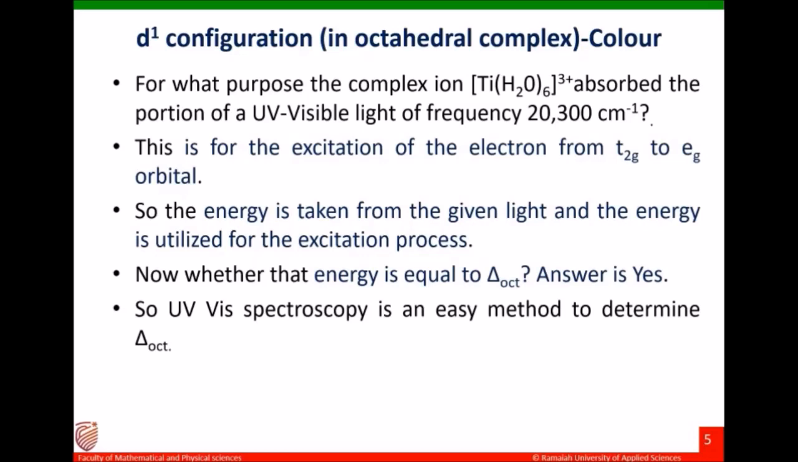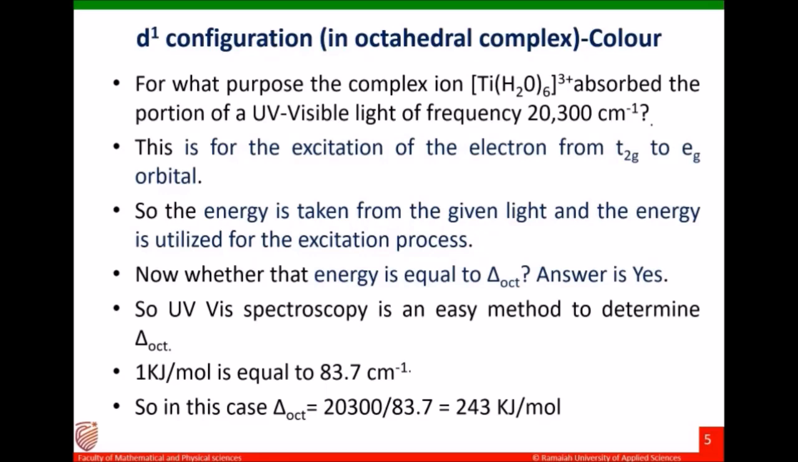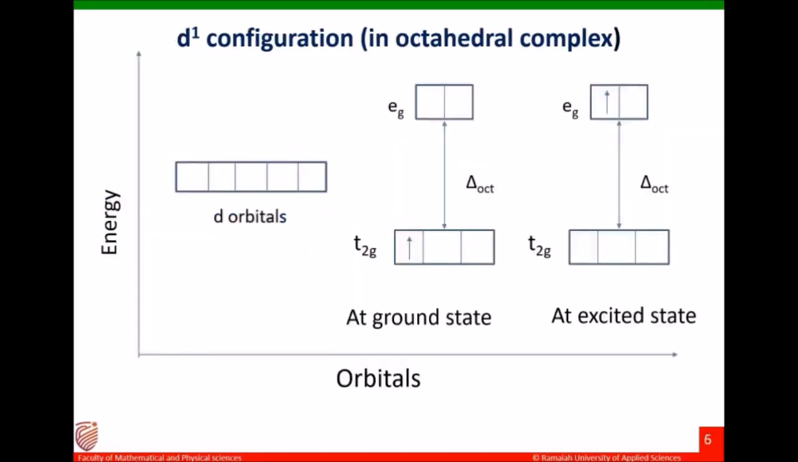So UV visible spectroscopy is an easy method to determine delta octahedral. 1 kilojoule per mole is equal to 83.7 centimeter raised to -1 wave number. So in this case, delta octahedral will be 20,300 divided by 83.7, that is 243 kilojoule per mole.